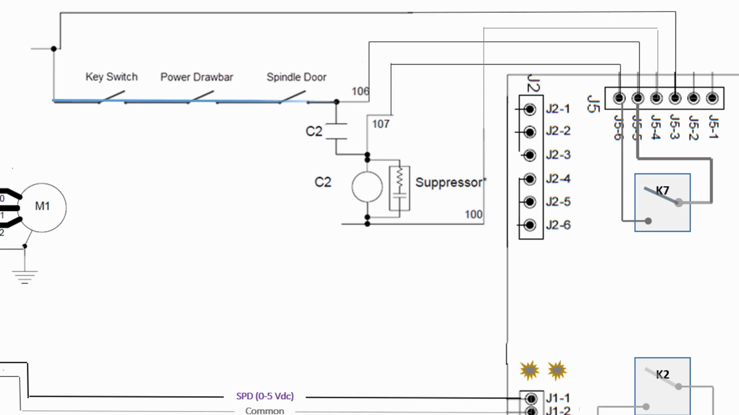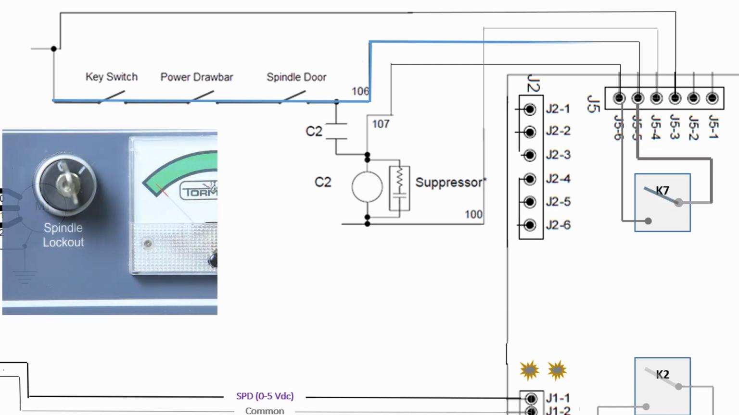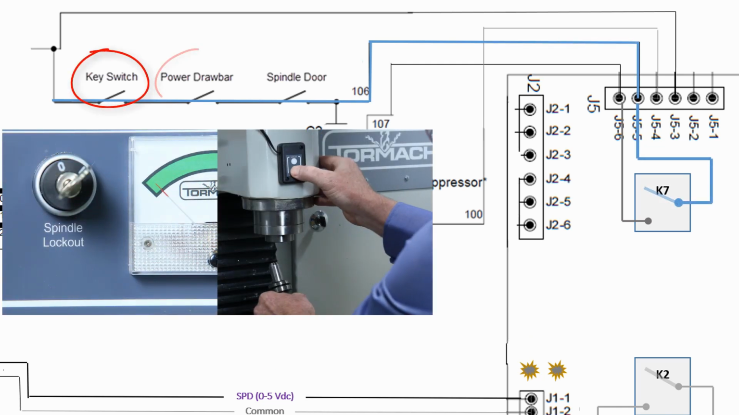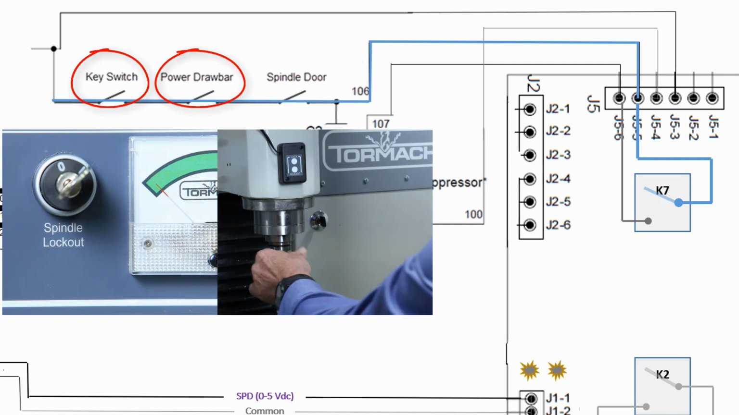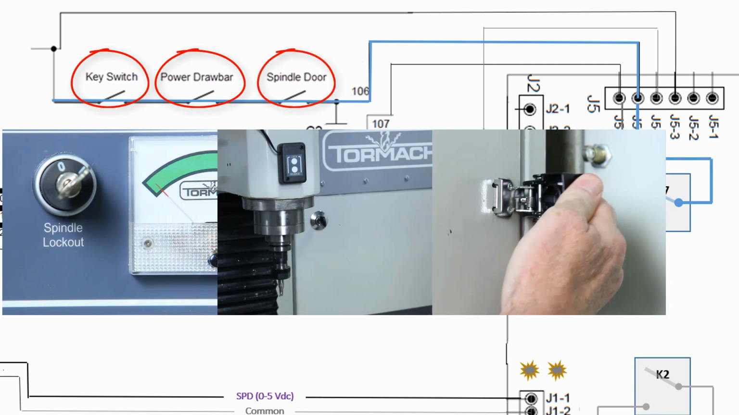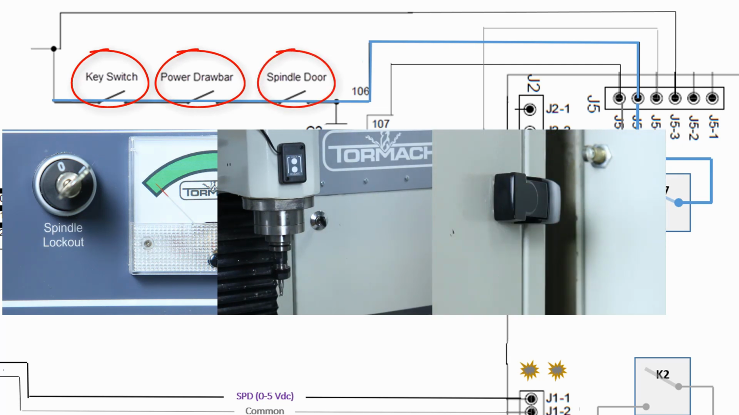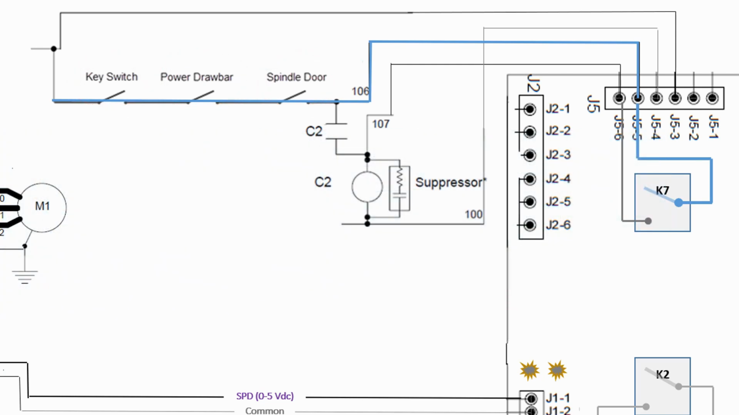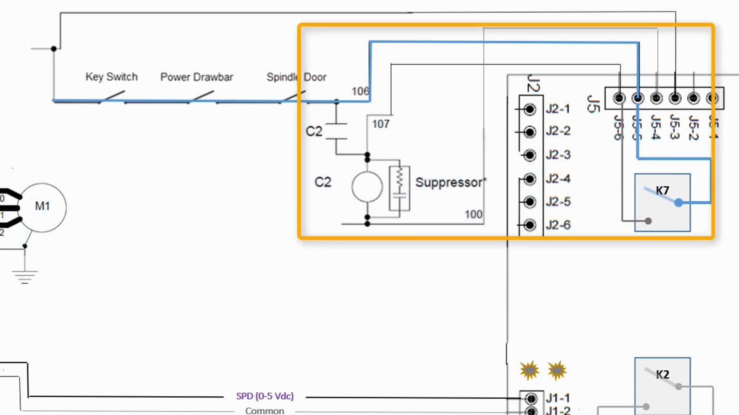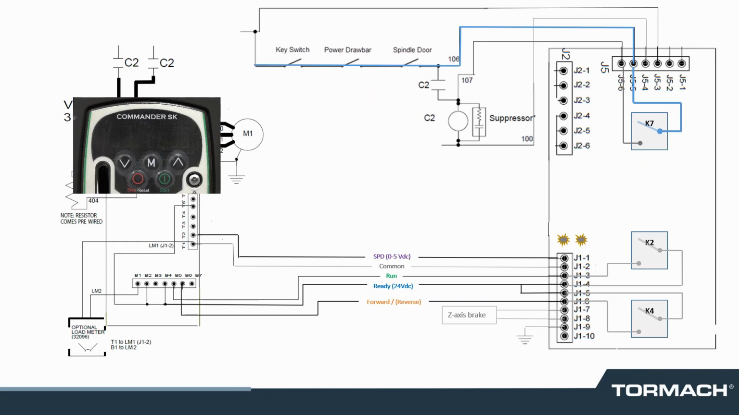Now before we begin, please ensure the spindle lockout switch is set to run, an optional power drawbar is not engaged, and the spindle door is properly latched. These switches bring 115 volts AC to the machine control board spindle control circuit.